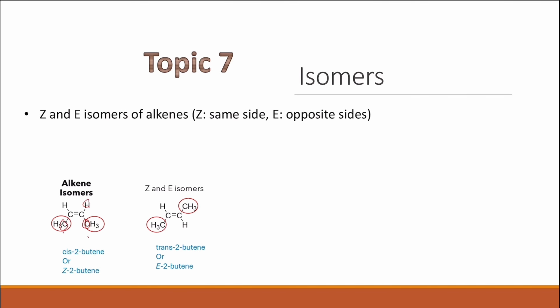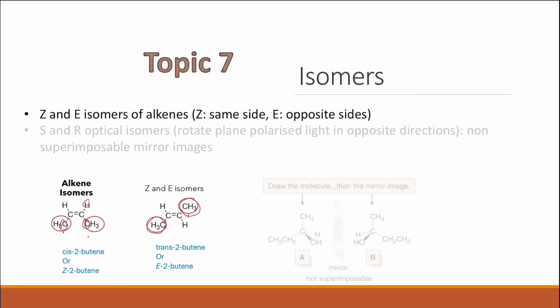So both groups with the highest priority are on the same side. So this is the Z isomer. And here in this other one, the two groups with the higher priority are on opposite sides. So that's the E isomer.